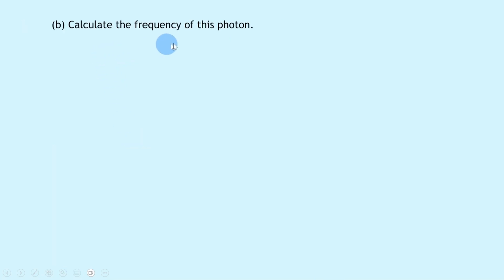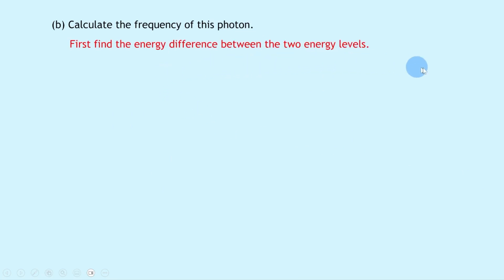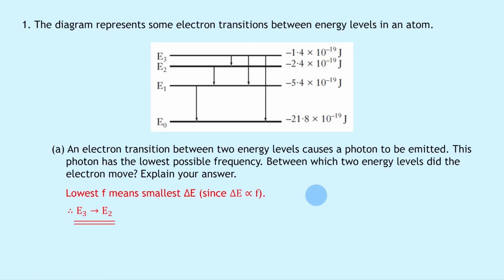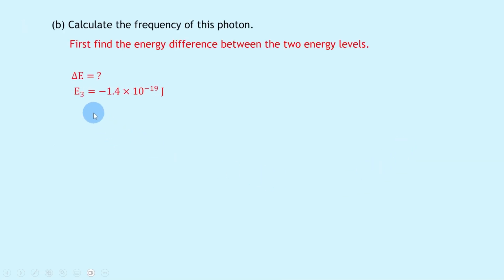Part B says to calculate the frequency of this photon. Well, first we want to find the energy difference between the 2 energy levels. So writing down what we know from the question, we're trying to find delta E, and looking back at the picture we're using E3 and E2, so we want to use these values, minus 1.4 times 10 to the minus 19 joules and minus 2.4 times 10 to the minus 19 joules. So for E3 we can say that's equal to minus 1.4 times 10 to the minus 19 joules, and E2 is minus 2.4 times 10 to the minus 19 joules.